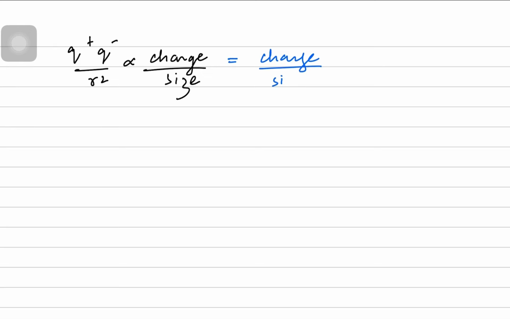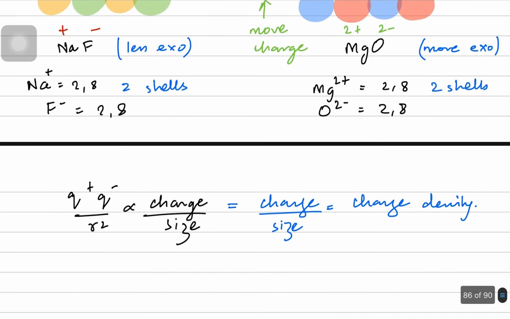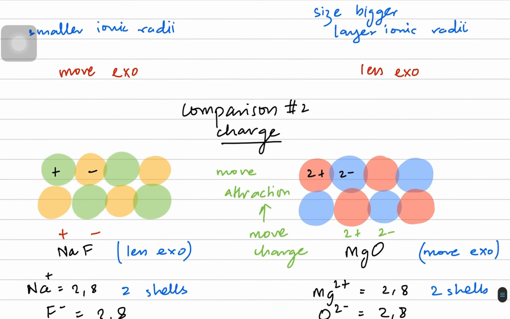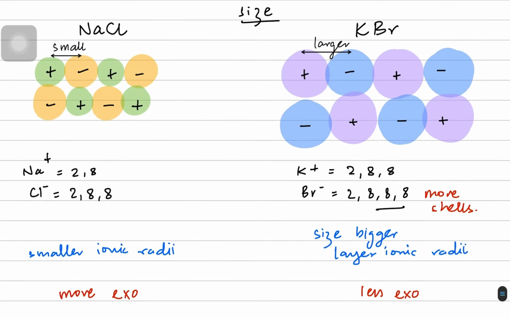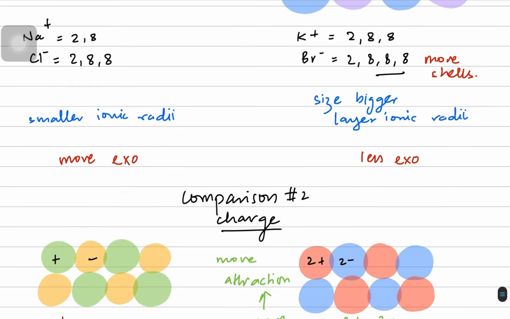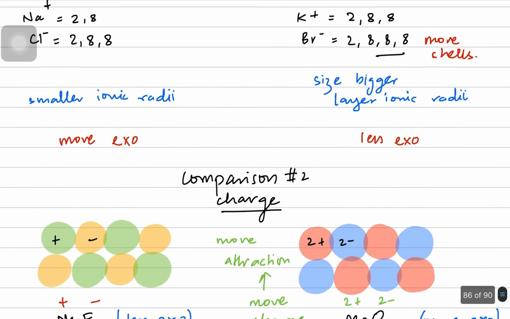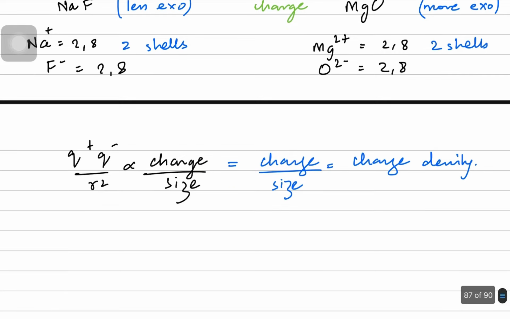Charge over size is equal to charge density. So if something has more charge, it has more charge density. But if something has more size, it has less charge density. So always remember, these are the two factors that govern the lattice and hydration values. Charge is directly related, size or ionic radii are inversely related. And we call this value charge density.